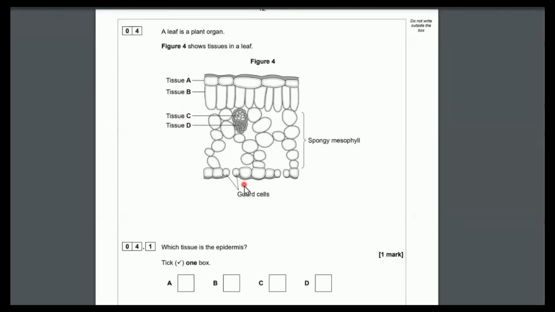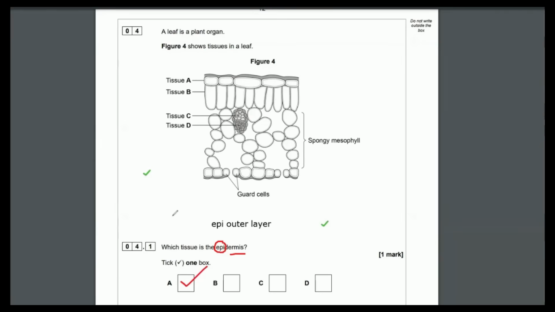This is question 4. A leaf is a plant organ. Figure 4 shows the tissues in the leaf. We've got 4 different tissues, A, B, C, and D. Which tissue is the epidermis? Now, epi means outer. So which of these, A, B, C, or D, is on the outer layer? And the epidermis, the outer layer, is going to be A.